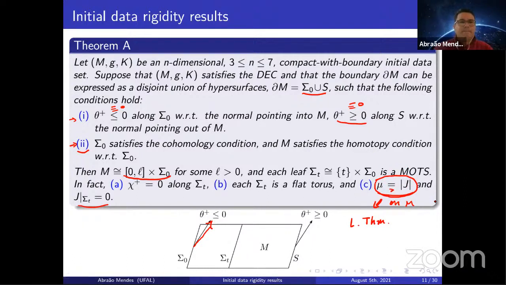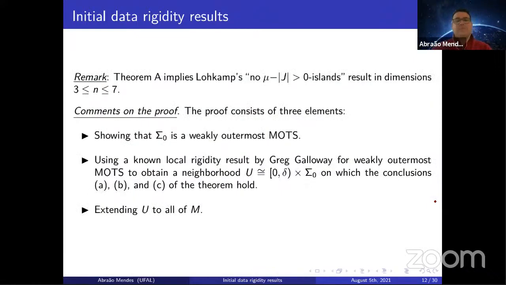All right. Then let me make some comments on the proof of this theorem A. The proof consists of 3 elements. The first one is showing that sigma naught is a weakly outermost MOTS. Remember that we are assuming that theta plus is less than or equal to 0, but we are going to show that sigma naught is in fact a MOTS, so it is a MOTS and weakly outermost.